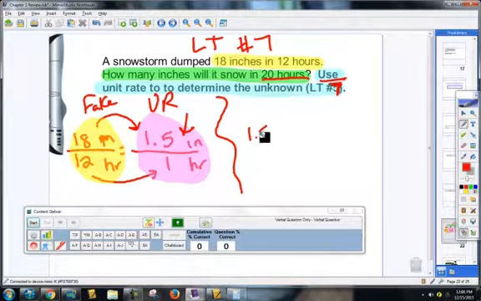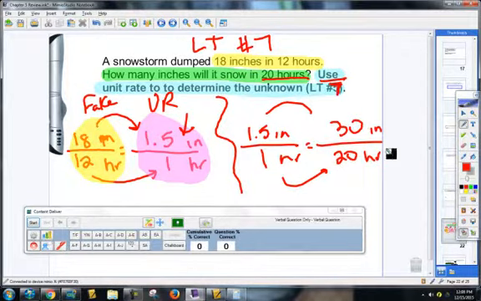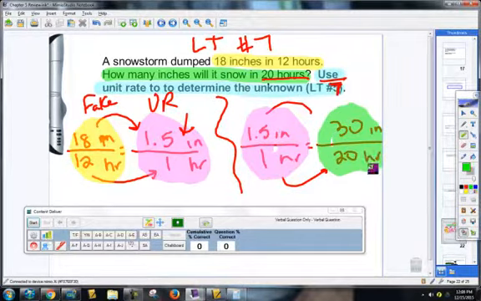Now I'm going to take that unit rate, 1.5 inches in 1 hour, and I'm going to do another proportion, only now I'm going to plug in my real information. 20 hours, times 20, times 20, that would be 30 inches in 20 hours. So, this is my unit rate. This is my real. Do you guys all understand that? So you basically are writing the unit rate twice, and the real ratio would be right there. Okay, and then your answer is obviously whatever the question is asking.